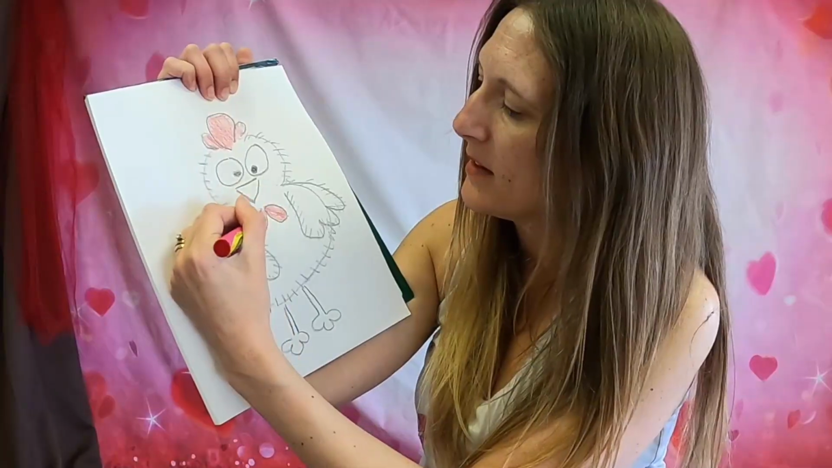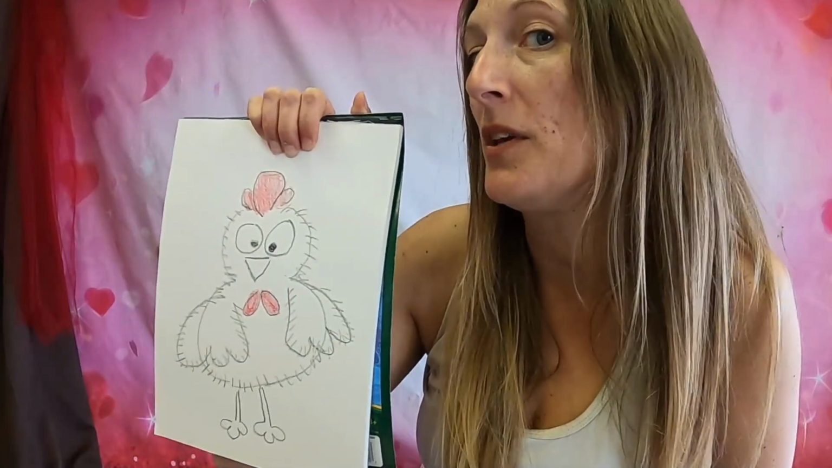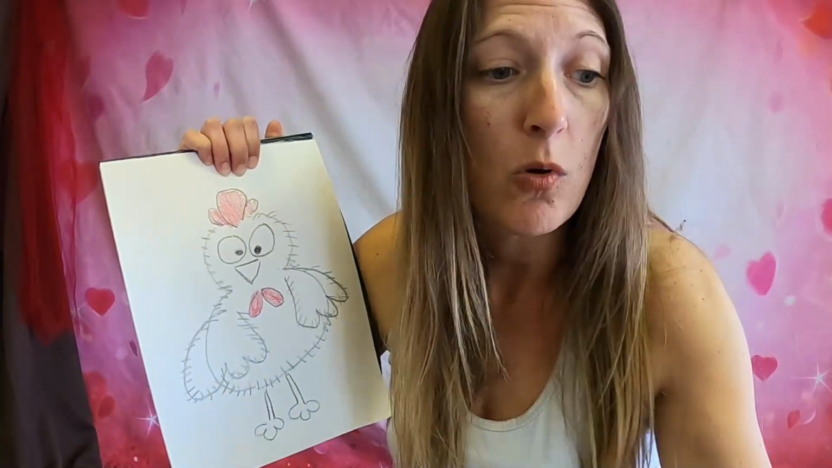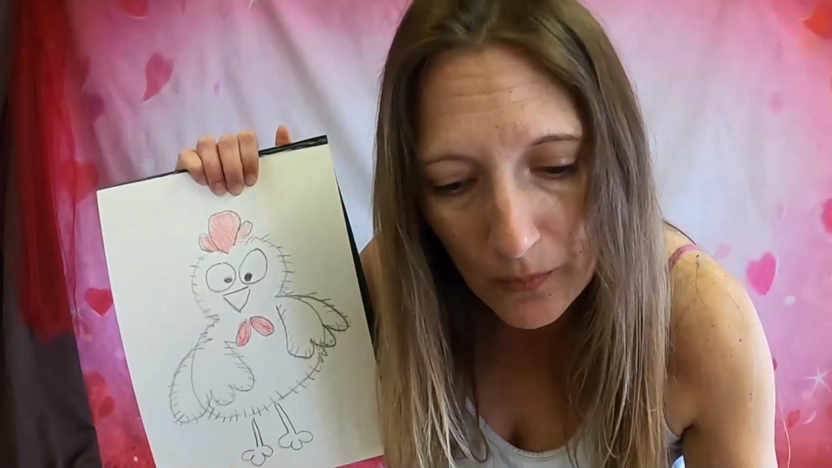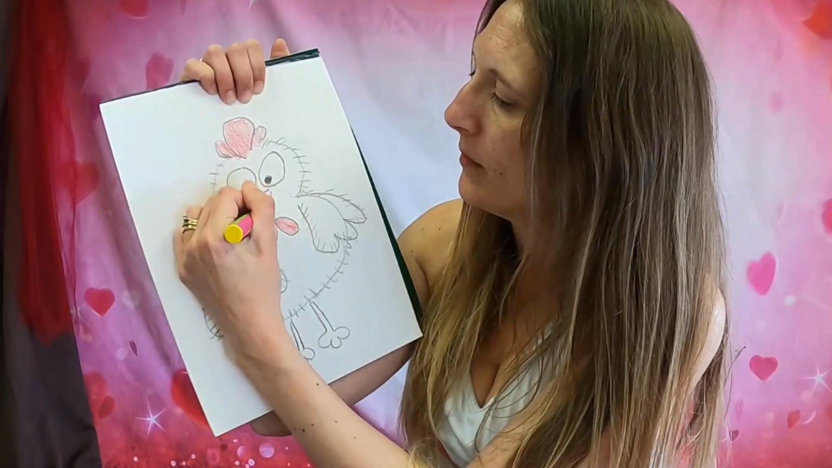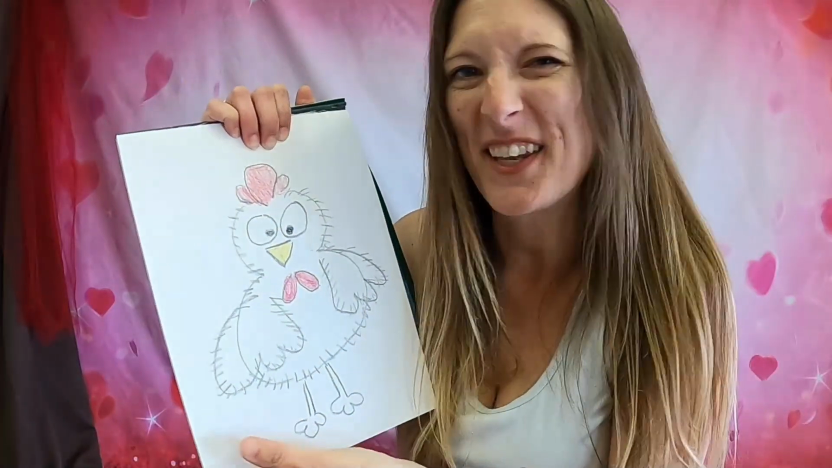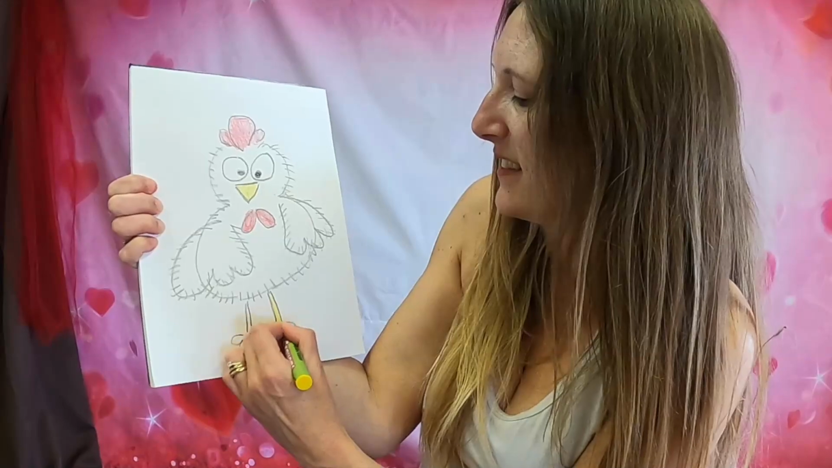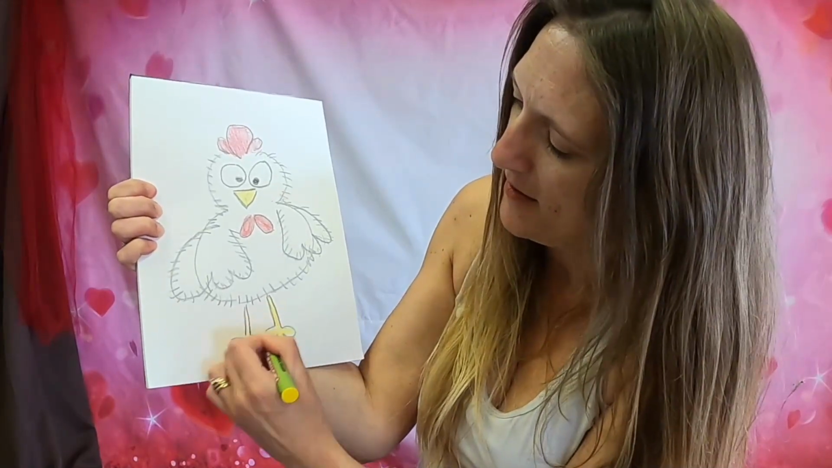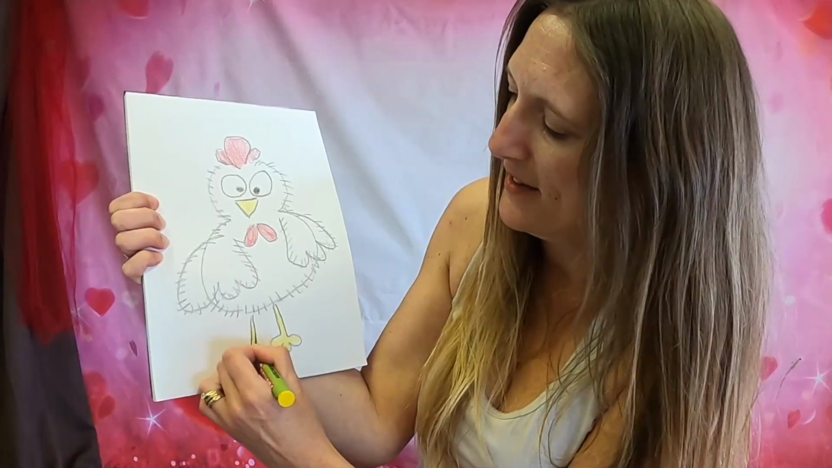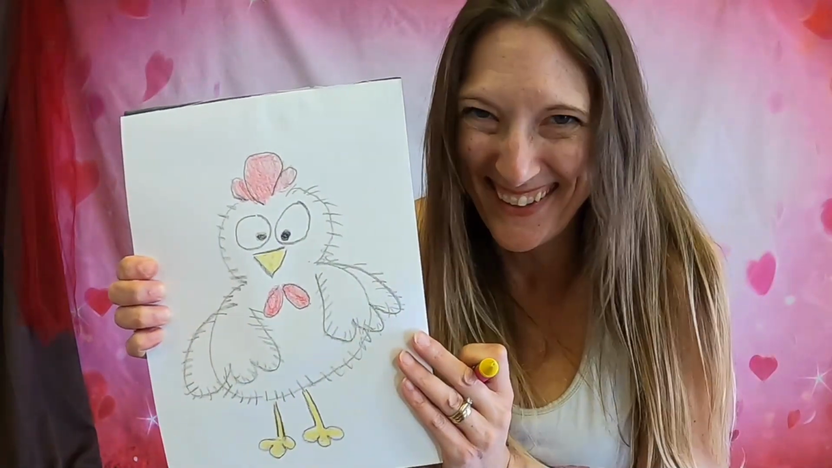There we go. Now, what color would you like his beak to be? Could be yellow, could be orange, or maybe you want it gray, just like this rooster. It's up to you. I think I'm gonna color my rooster's beak yellow. And you know what? I think I'm gonna color his feet yellow too. And his legs. There we go. Oh, he looks so good.